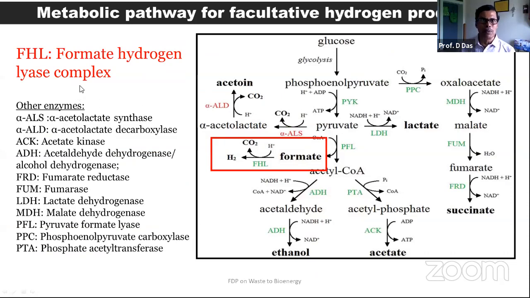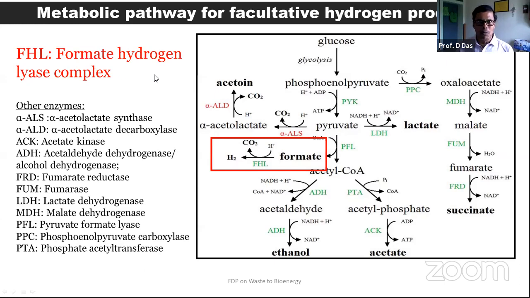Now, this is the metabolic pathway in the case of formate hydrogen lyase, because when we started the research work, we tried to identify which organism can give the highest hydrogen production. And I'm glad to report here that we were able to identify one bacterium, Enterobacter cloacae, which we isolated from the leaf of a particular flower plant. And that gives the highest hydrogen production, as reported in the literature. Initially, Enterobacter cloacae was not known for hydrogen generation.